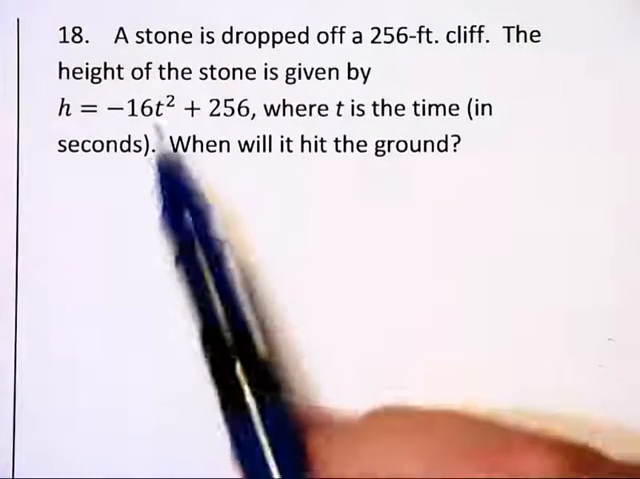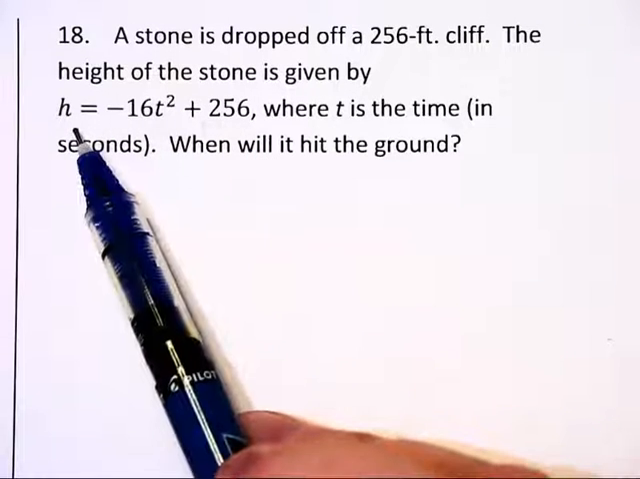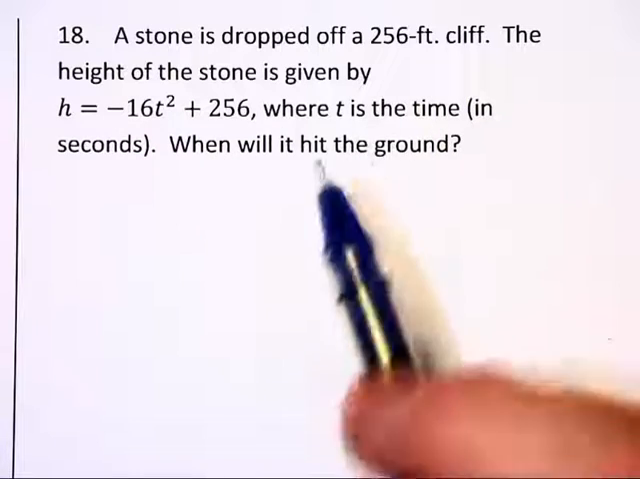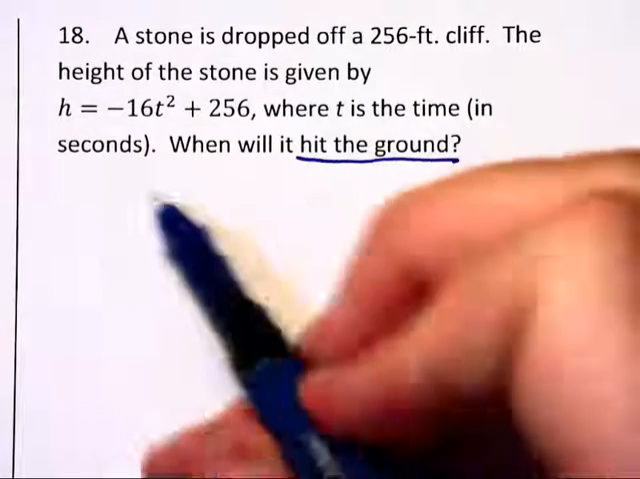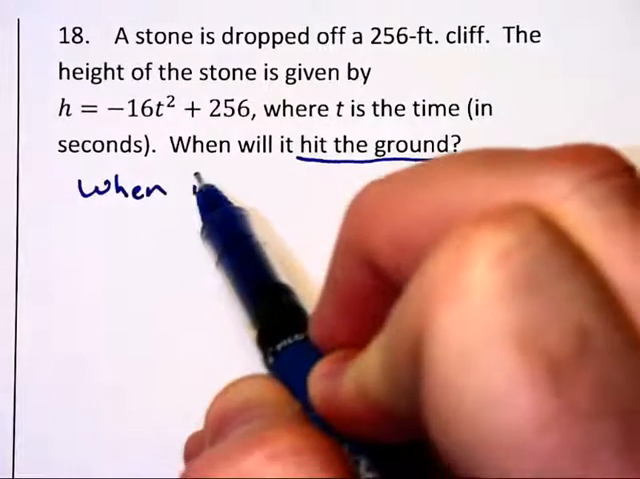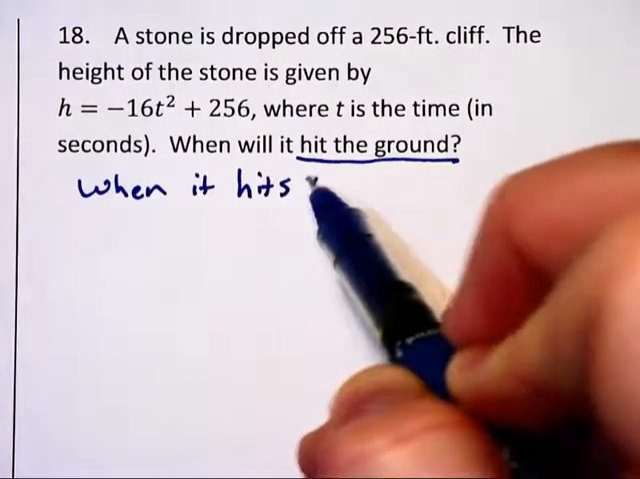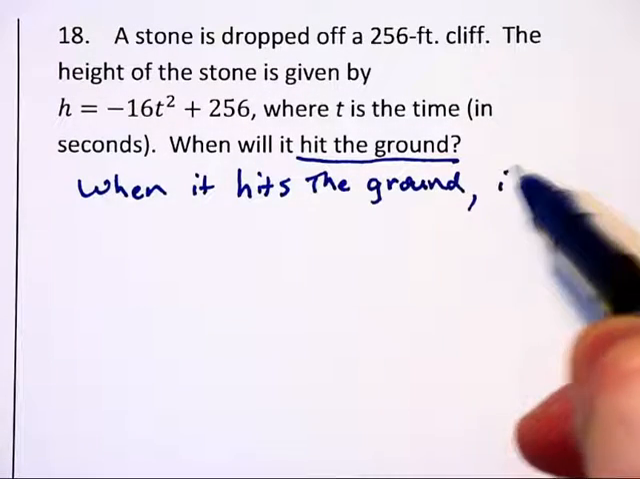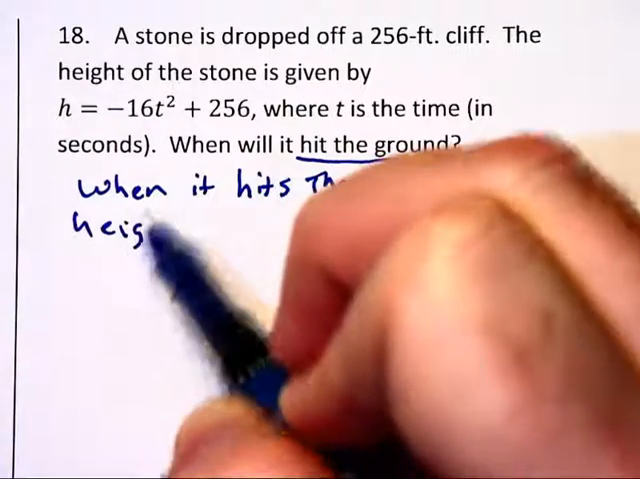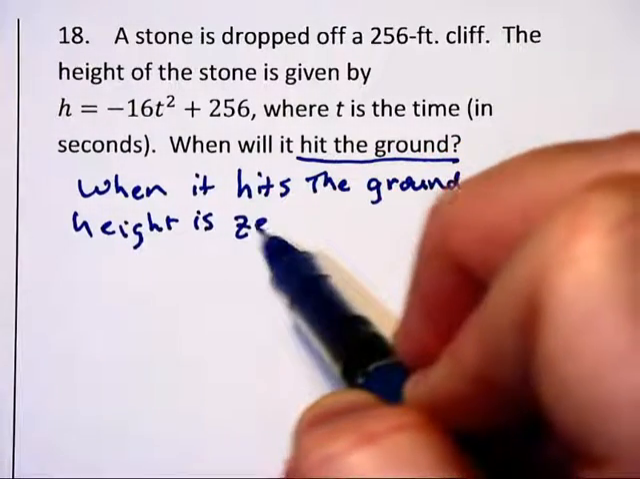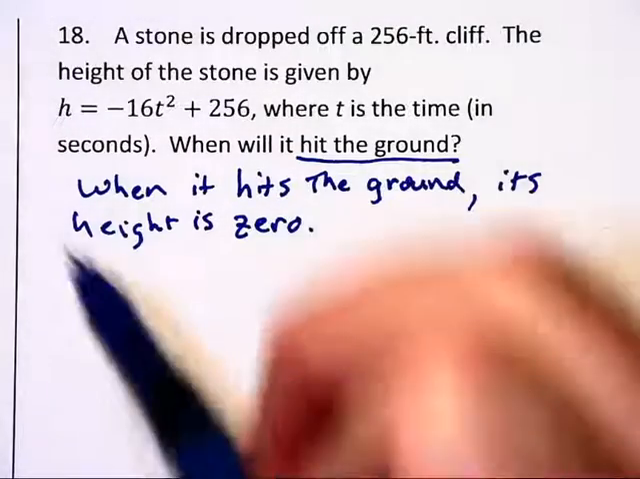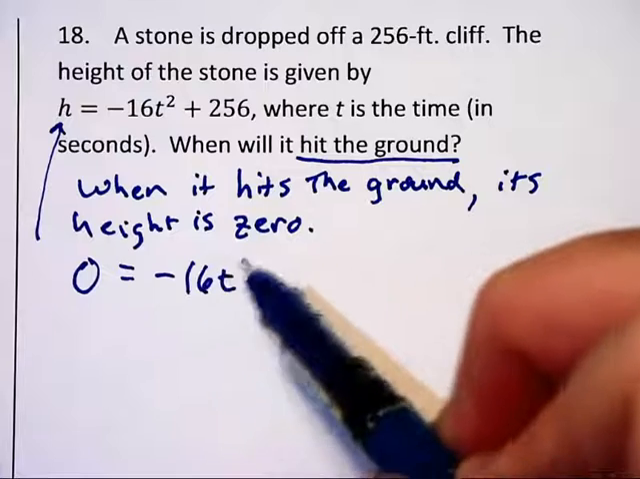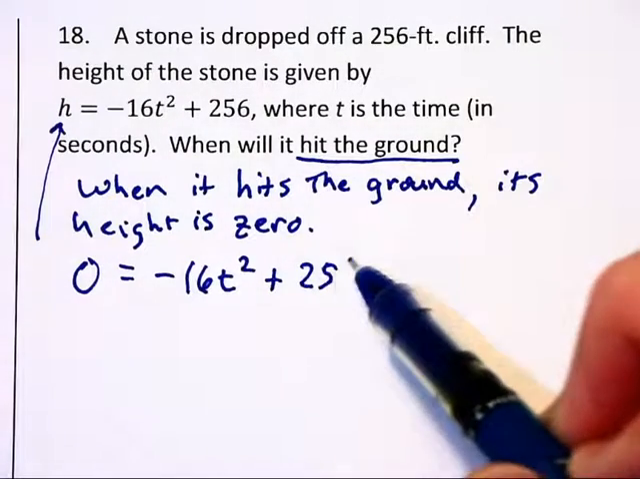In number 18, they're giving us a formula for the height of something being dropped off of a cliff, and we want to know when will it hit the ground. Well, when it hits the ground, this is kind of the trick that you need to know. What will the height be? Well, the height will be 0. So I'll say its height is 0. And please excuse my messy writing here. So we basically want 0 to be h here. 0 equals negative 16t squared plus 256.